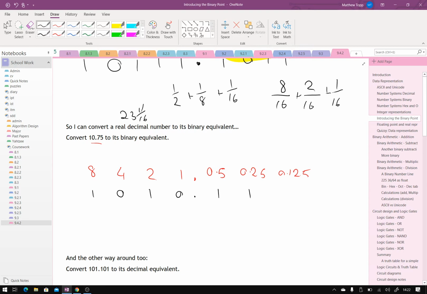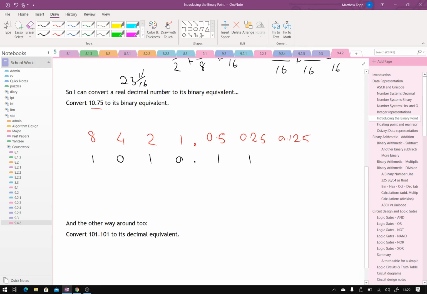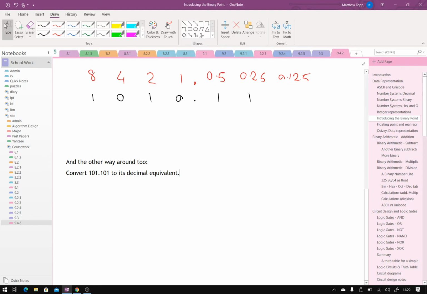Okay, so straight away we can see this has worked really well. And we can go the other way as well. We can convert a binary number back to its decimal equivalent. And as always, we start with a number line. So we start with 1, 2, 4. That's all I need. Point. Now, do you want to do it as binary or as decimal or as a fraction? Fractions, excellent. Half, quarter, eighth.